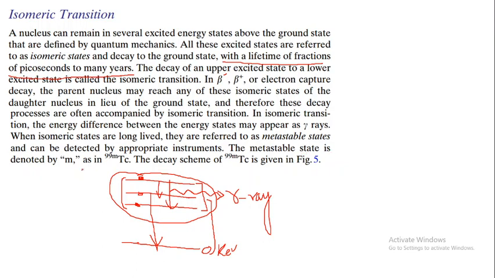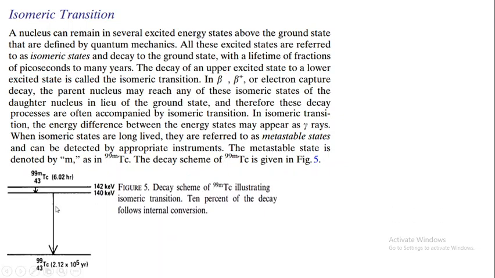The metastable state is denoted by M, as in the case of technetium 99M. The decay scheme of technetium 99M is given in figure 5. So please note that this technetium is formed, as in the previous lecture, from molybdenum. When molybdenum undergoes beta radiation emission decay, technetium 99M is formed. Technetium 99M spends a 6.02 hour half life here and undergoes 99% transition from the 142 kilo electron volt state to the 140 kilo electron volt state. From this they liberate 140 kilo electron volt gamma radiation and come to the actual stable state, technetium 99, that is not metastable.